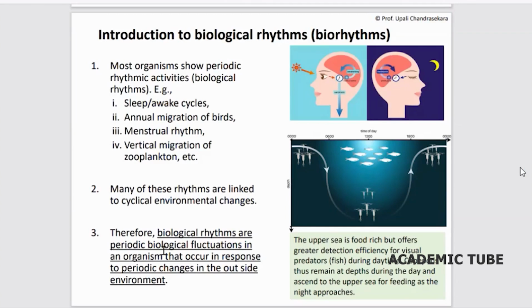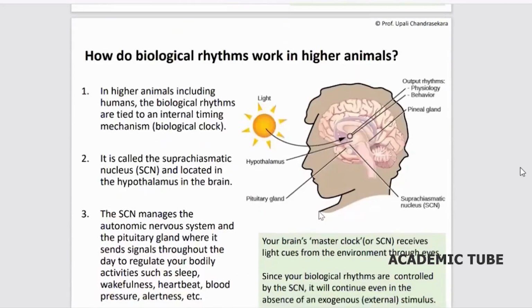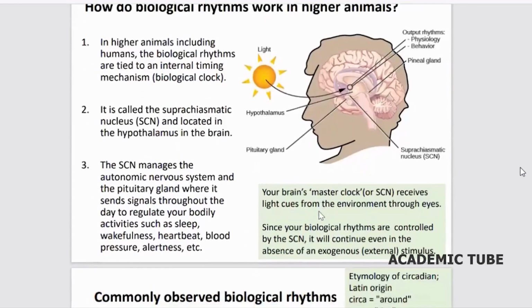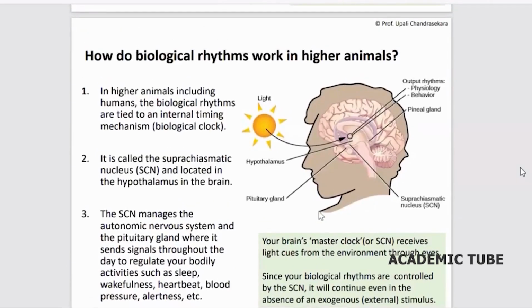Now, let us very briefly understand how these biological rhythms work in higher animals like us. In our case, the biological rhythms are strictly linked to an internal timing mechanism. We have an internal clock, right? Now you see, I am showing my wristwatch. It is a timing mechanism. So likewise, inside my brain, there is a timing mechanism. And that timing mechanism is what you call the biological clock, right? So our behaviors are synchronized with that biological clock.